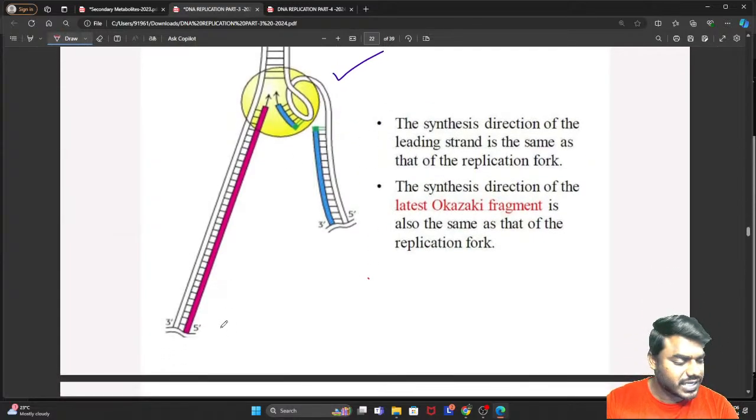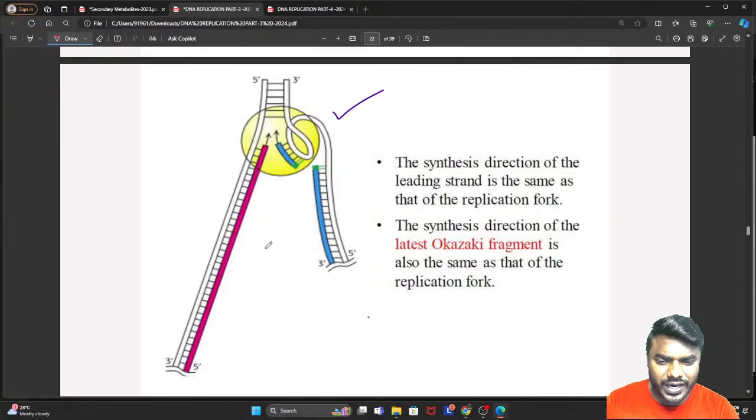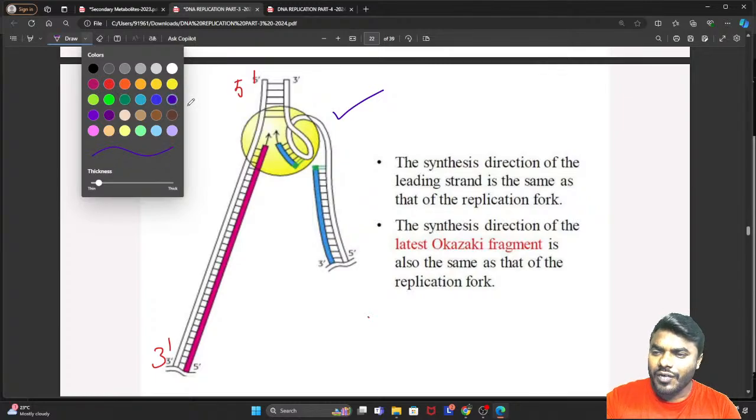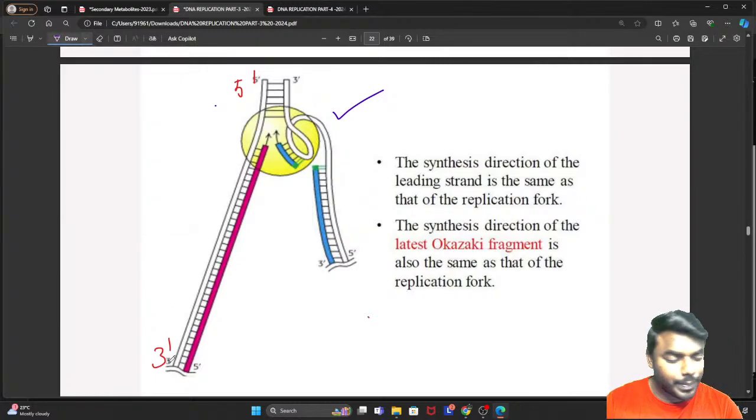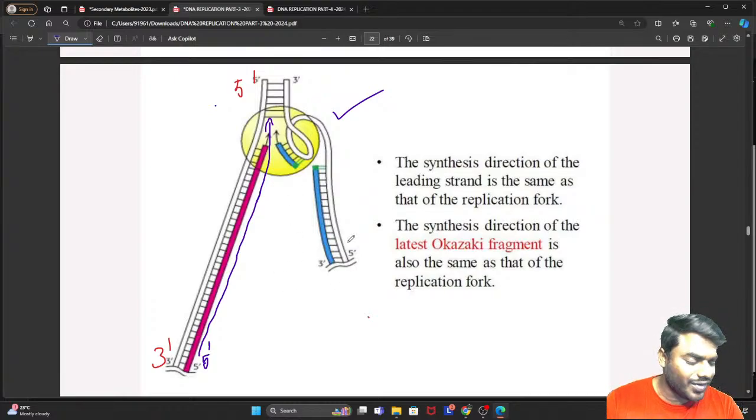It's all about your understanding, how deeply and how easily you understand. Can you see this? I am writing here: one parent strand is moving in the 3' to 5' direction, no problem at all. And our DNA polymerase enzyme reads the parent strand always in the 3' to 5' direction, and it is going to synthesize the daughter strand in the 5' to 3' direction, which means towards the replication fork. You can see the blue color arrow. Everyone has understood the concept correctly.